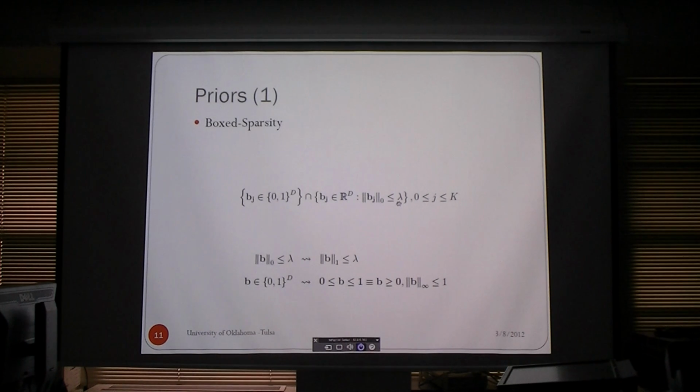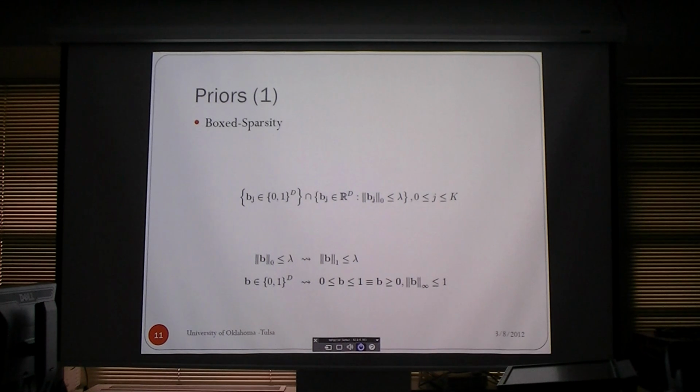For example, we assume there's a lambda that will control the number of non-zero coefficients in a basis vector. On the other side, we want the basis function to be as discriminative as possible, so we want the value of b_j, I mean each coefficient of the basis function, to be 0 or 1.